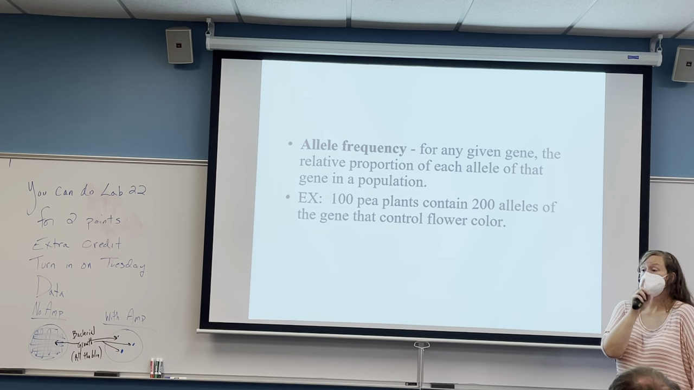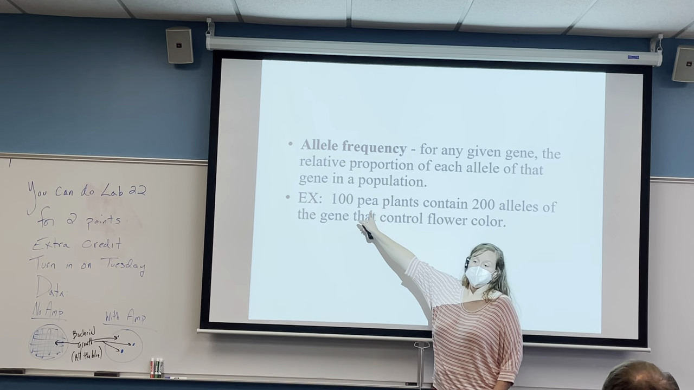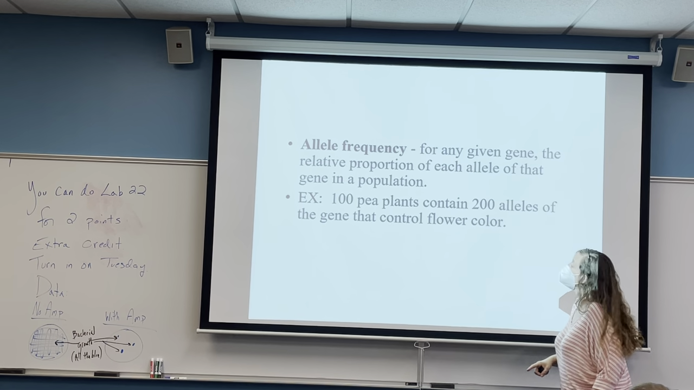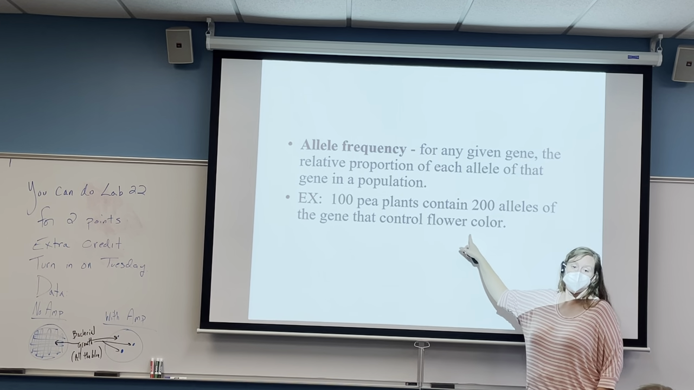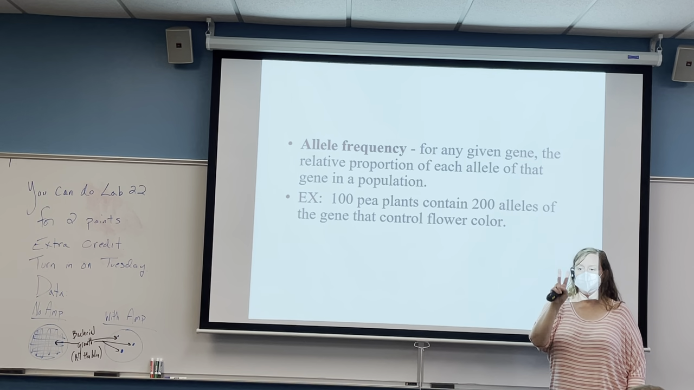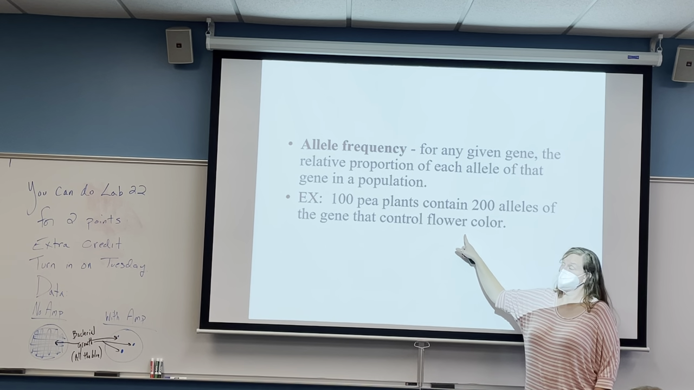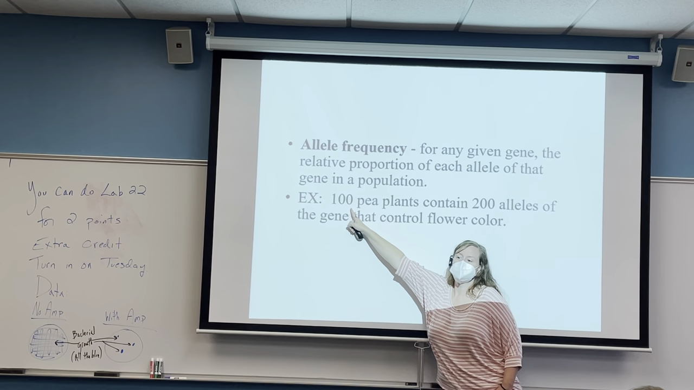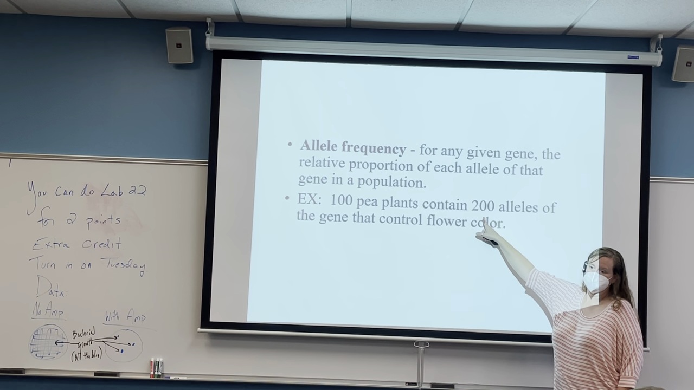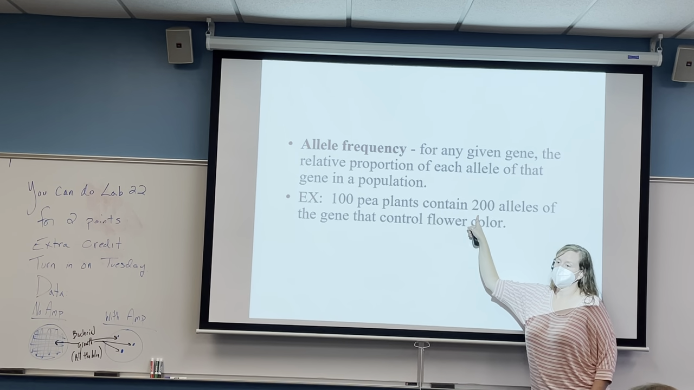So here, let me point something out, and this is really critical in understanding what I'm asking in this question. We have 100 individuals, right? For any given trait, each individual has two alleles. You have two genes for every trait. So with 100 individuals, we take 100 times two genes or alleles for that trait, and we're looking at 200 alleles, right? 100 individuals, two alleles for the flower color trait gives us 200 alleles.